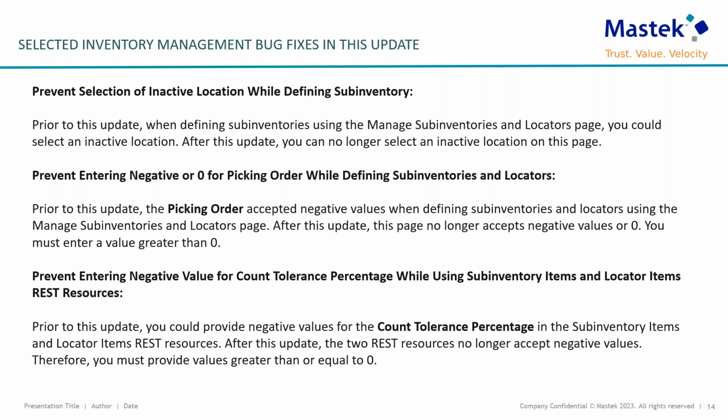The last one is for the negative values for the tolerance percentage in subinventory items and locators. Item REST resources accepted them earlier to this update, but after this update, these resources no longer accept negative values. We must enter a value greater than or equal to zero.